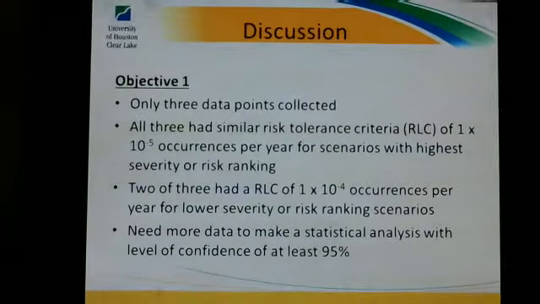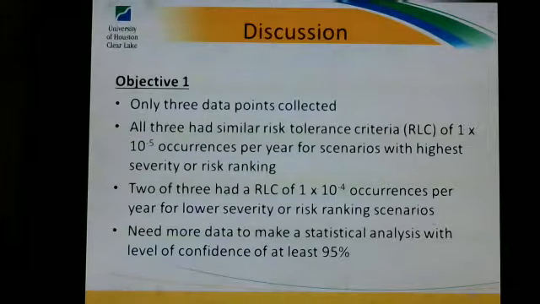All right, so just discussing the results for Objective 1. Only 3 data points were collected, and all of them, at least for the highest risk scenarios, had the same value of 1 × 10⁻⁵ occurrences per year. For lower, less severe, or lower risk ranking scenarios, 2 of the companies used a lower risk tolerance criteria of 1 × 10⁻⁴ occurrences per year.